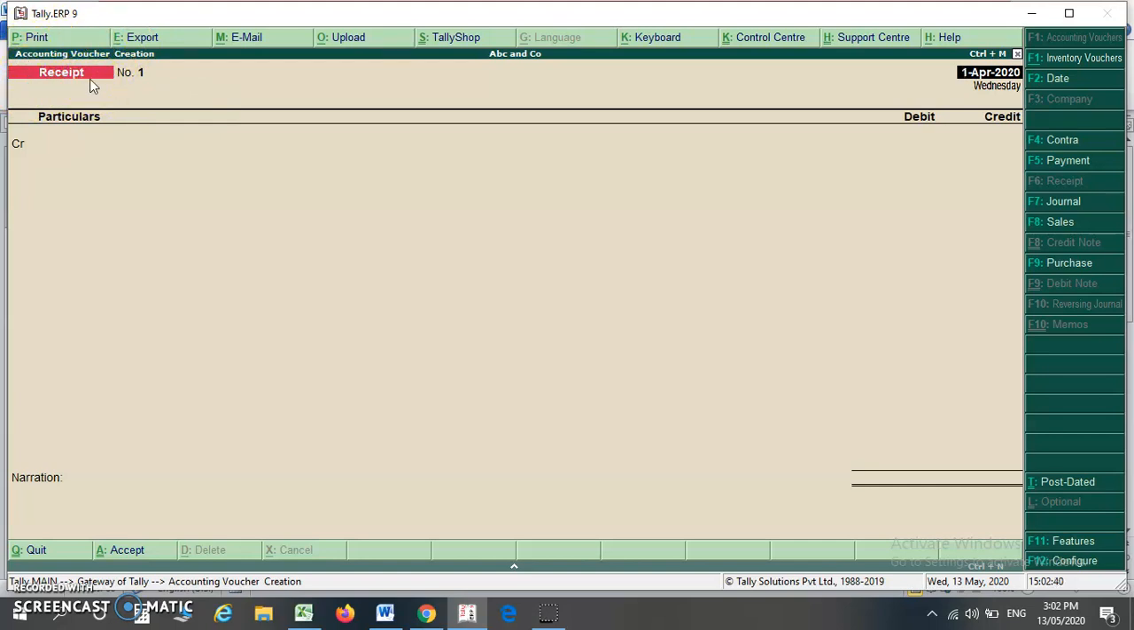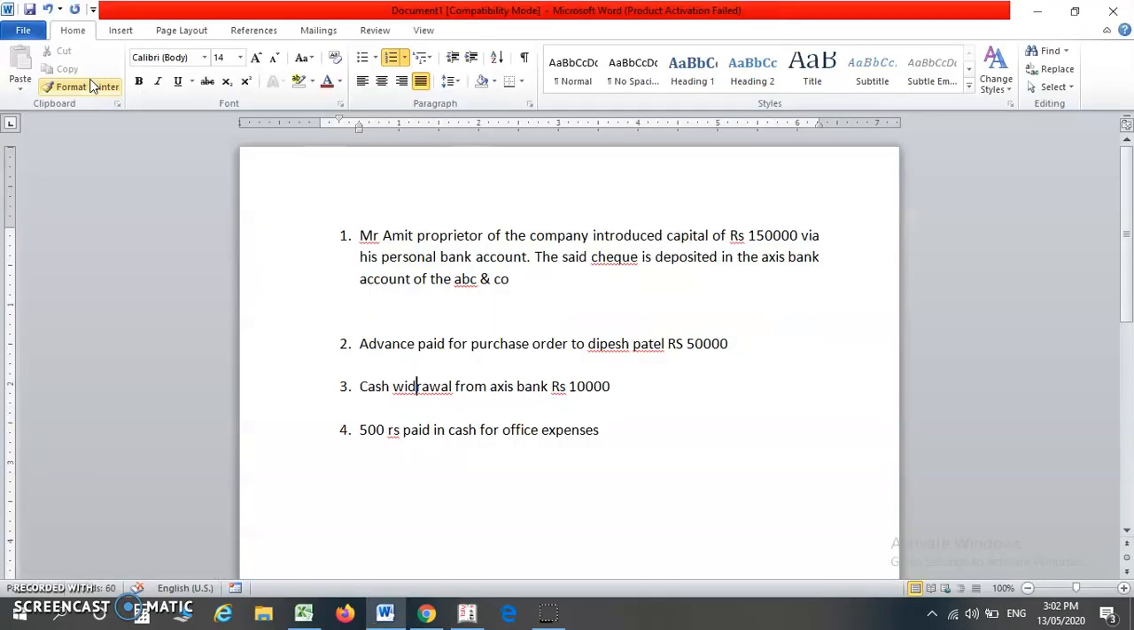Now suppose you want to make an entry for the receipt of a certain transaction. For example, Mr. Amit, a proprietor of the company, introduced a capital of rupees 1,50,000 via his personal bank account. The said check is deposited in the Axis Bank account of ABC and Company. So Mr. Proprietor has introduced capital, so it is a receipt for the firm. So, what is the entry? That bank account is going to be debited and the proprietor capital account is going to be credited.